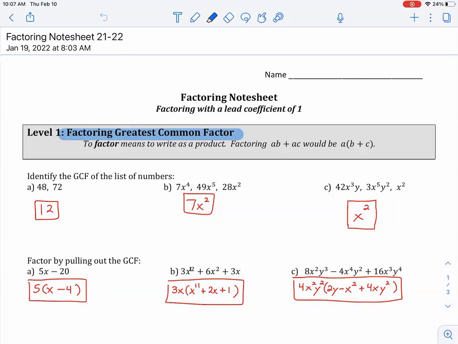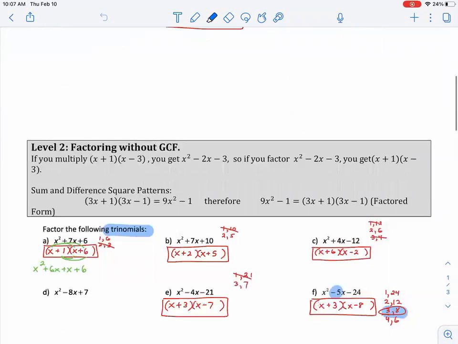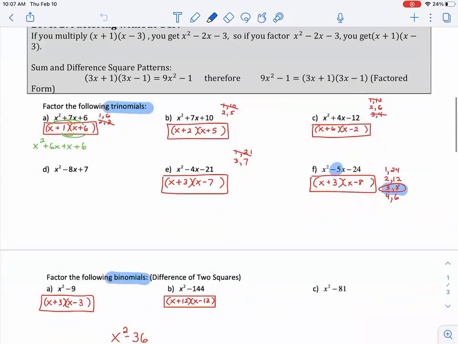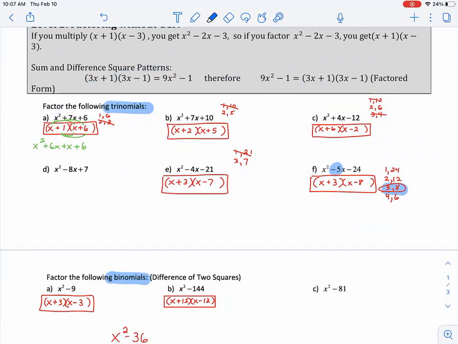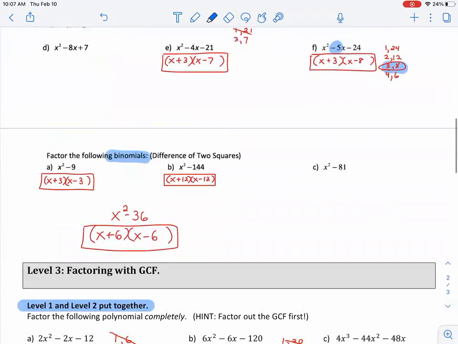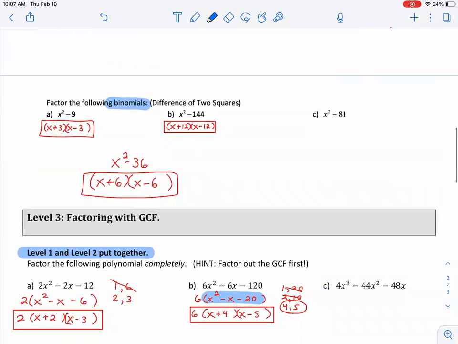So our factoring note sheet is full of a bunch of stuff. We had greatest common factor, and this is going back. This is stuff that we just tested on here. Factoring trinomials, and in fact, we're going to really focus on this section today when we solve by factoring. And then we had some difference of squares, and we will do some of that today also.